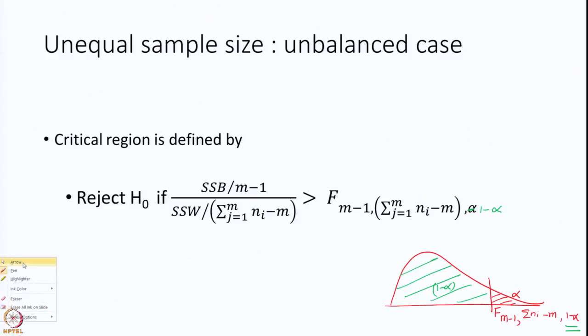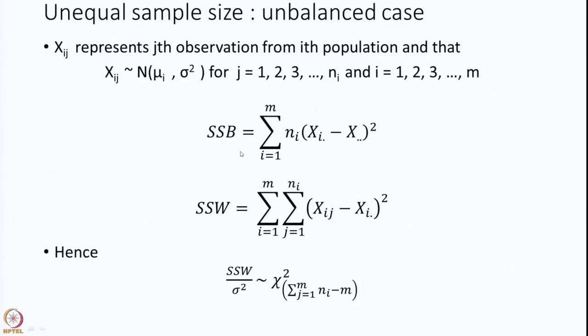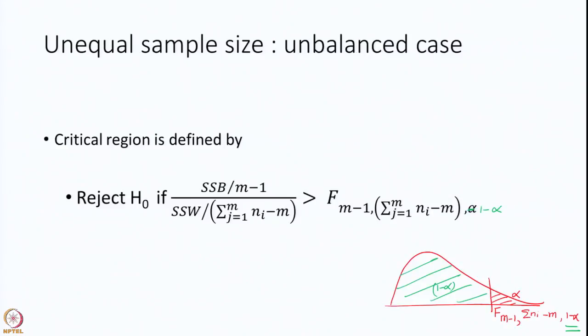So even if there are unequal sample sizes for each population, it still follows the F distribution. Still we are comparing the between group sums of squares and within group sums of squares. If all the populations are the same, then the between group sums of squares and within group sums of squares divided by their appropriate degrees of freedom, the ratio should be very small. If the ratio is large, it means that the between group sums of squares is large, and therefore you reject the hypothesis. So let us quickly summarize.